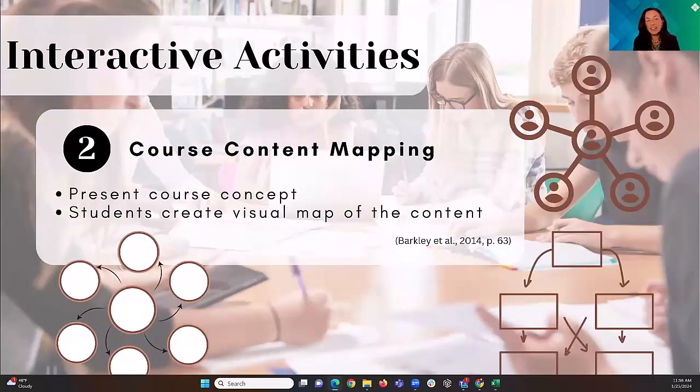This is interactive activities: course content mapping. Now, this one's a little bit abstract, but what you do is you're asking students to map out a concept that's central to the course. So for instance, if it's a history course, your question might be, how do we learn about the past? Now you want students to represent that, the idea being graphically through concept mapping.